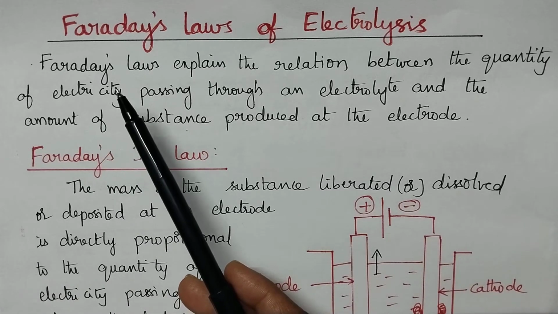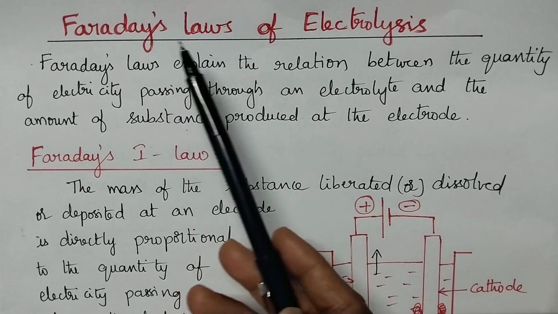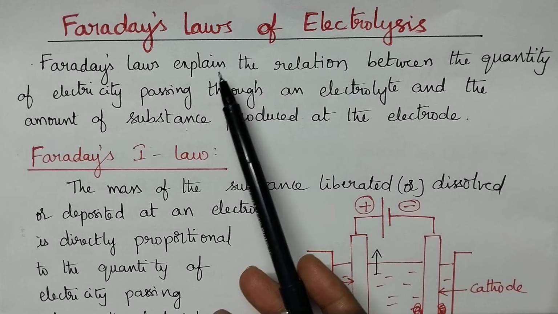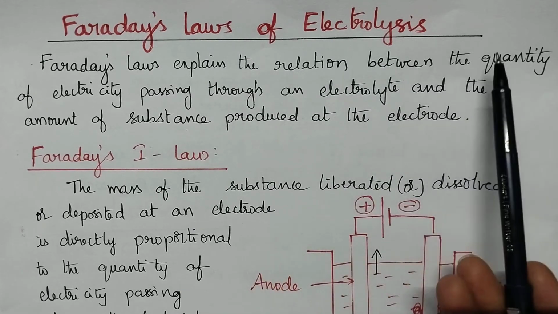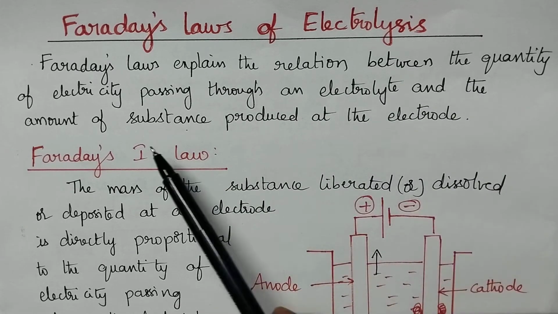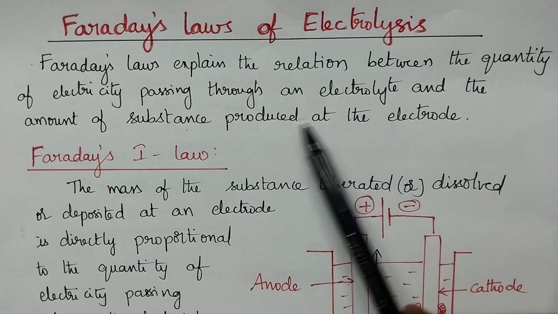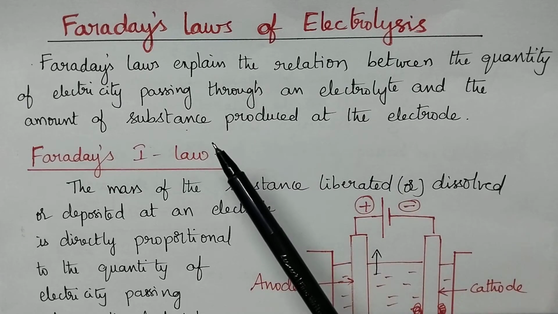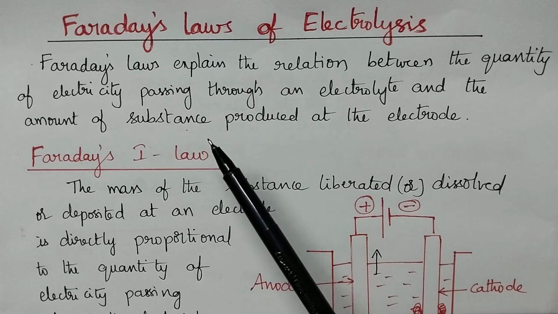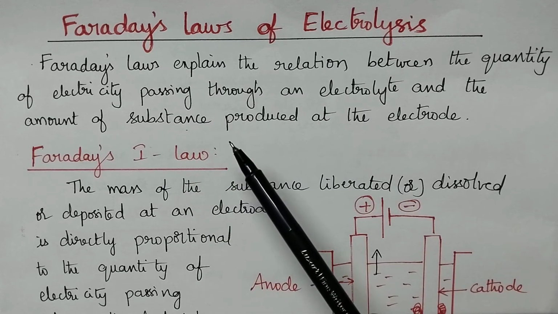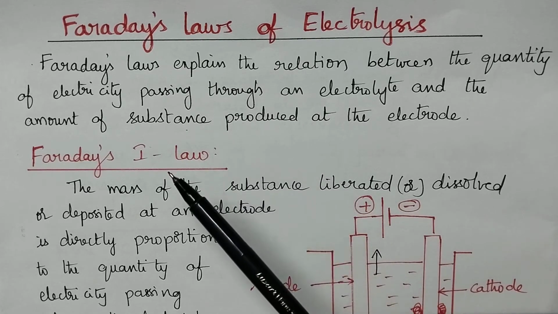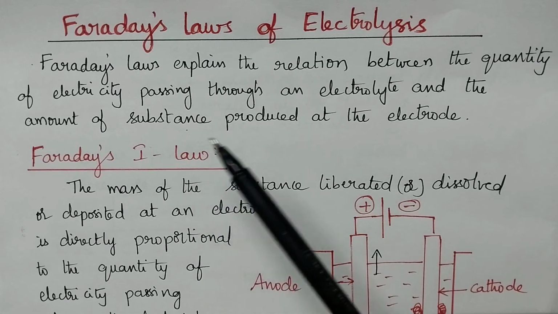In this video, I am going to discuss in detail about Faraday's laws of electrolysis. Faraday's laws of electrolysis explain the relation between the quantity of electricity passing through an electrolyte and the amount of substance produced at the electrode. So simply, Faraday's laws explain the relationship between the quantity of electricity passed and the amount of the substance deposited at an electrode. He proposed two laws, namely Faraday's first law and Faraday's second law.